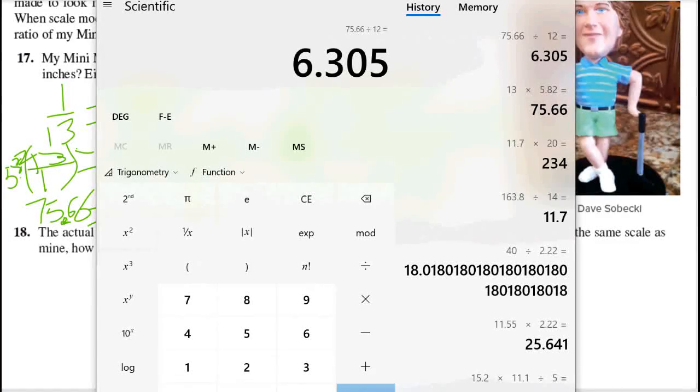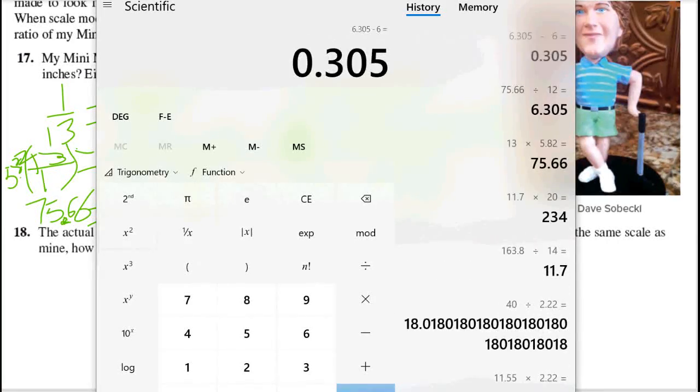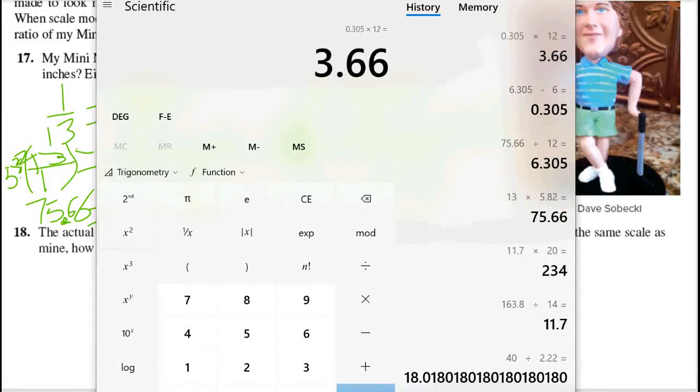So I'm going to subtract the 6. Because I've got the feet. Now I have 0.305 feet. I'm going to multiply that by 12 to get the inches. So actually 3.66 inches.